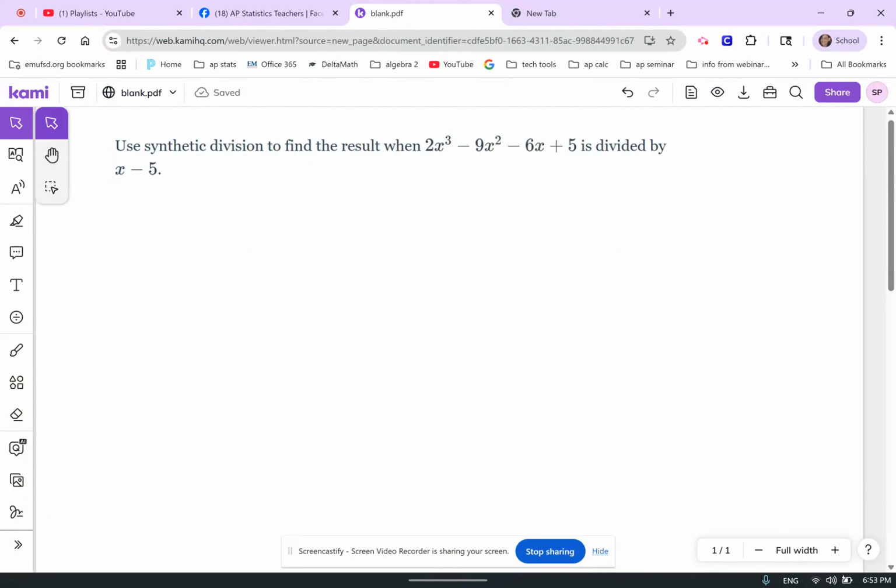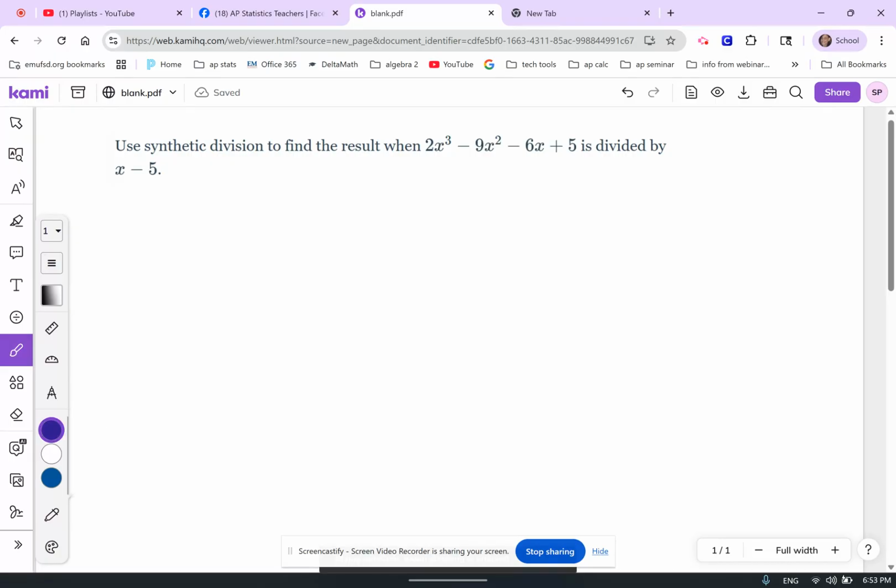In this video, I'm going to go over the skill of synthetic division. Since I've not instructed you on how to do synthetic division in class, you can do this problem using long division if you like. But again, I'm showing you specifically how to use synthetic division. So let me get out a drawing pen.